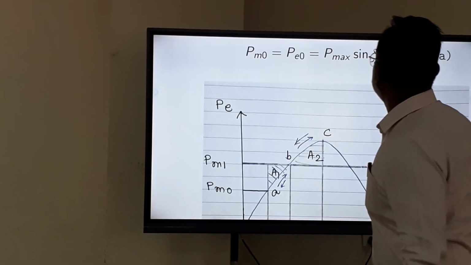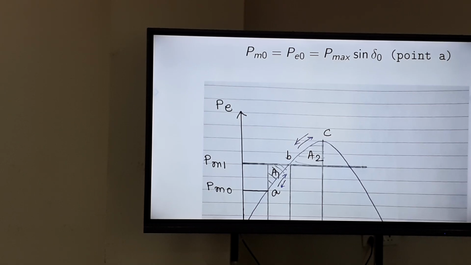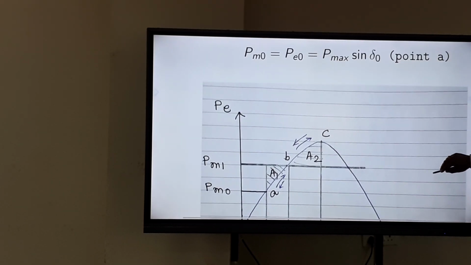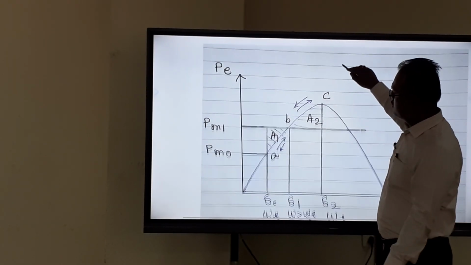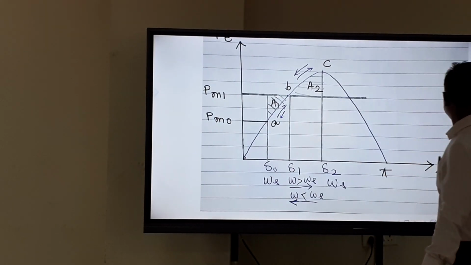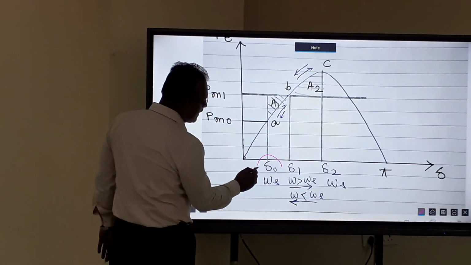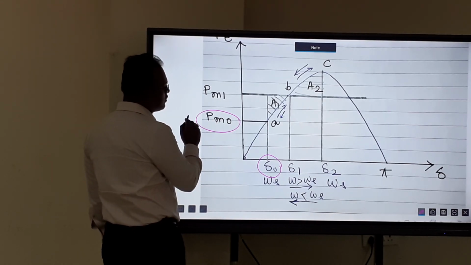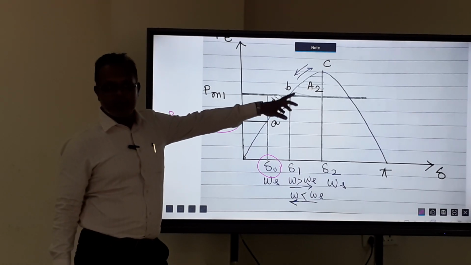Pm0 is equal to Pe0 is equal to Pmax sin δ0. Now δ0 is the initial operating point. Mechanical power input is equal to electrical power output, a stable condition, normal condition. Draw the graph, in parallel, to draw it also. So initial angle is δ0. Power is Pm0, which is equal to Pe0, and it must fall on the power angle characteristics.